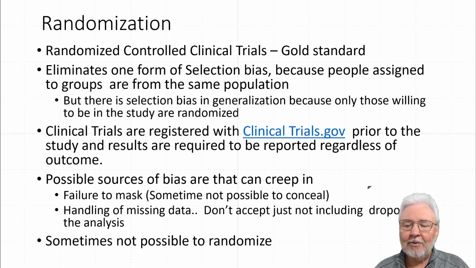Sometimes it's not possible to conceal the conditions. For example, we're doing a study with blue light, and we're looking at blue blocking glasses. Well, you can look at the glasses and tell whether they're blocking blue or not. So that's not a masked study. Even though it is randomized, it's not going to make the grade because there's a failure to mask.